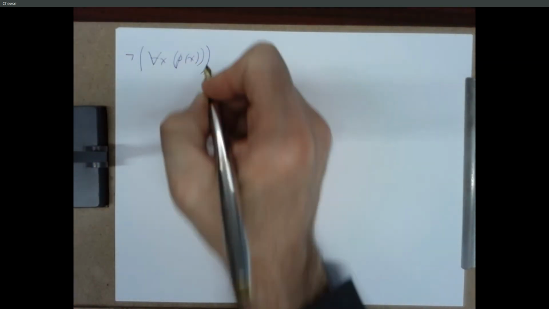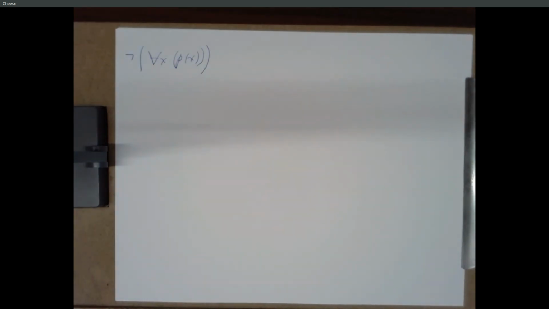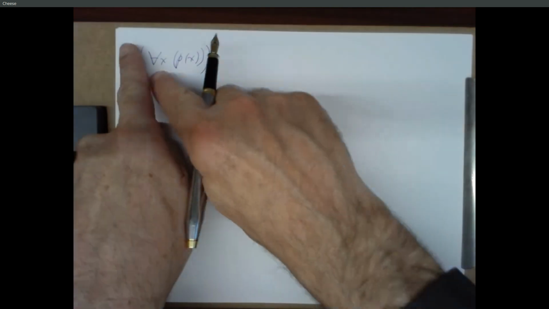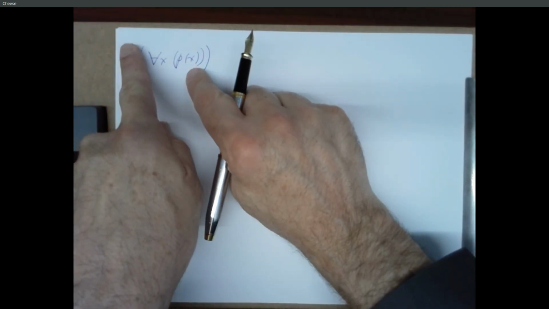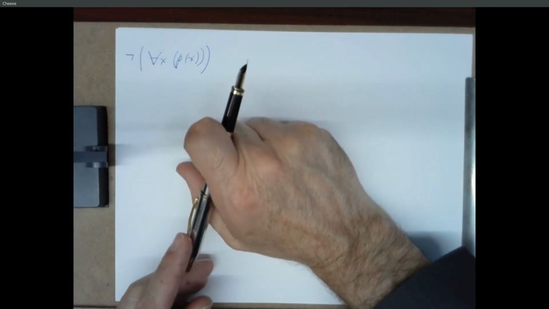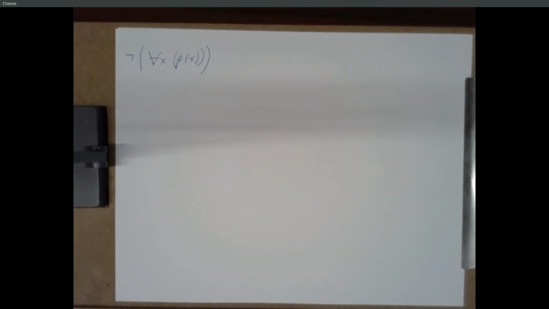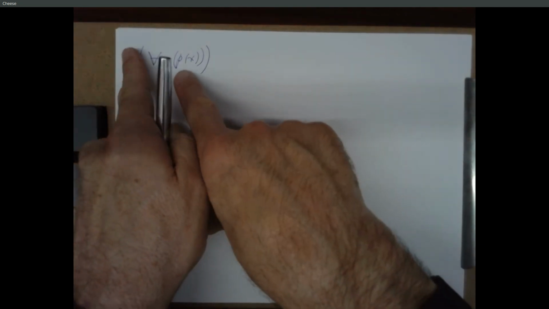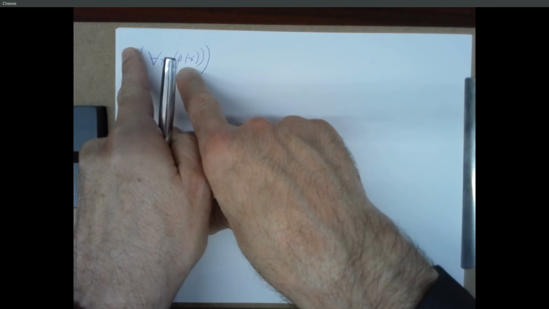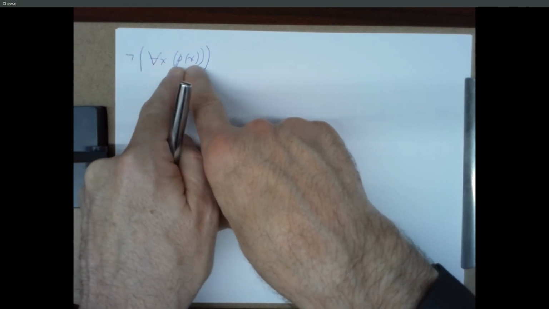Okay, so for all X, P of X. What might we get if we negate this proposition? So the proposition in parentheses says for all X, P of X is true. What's the negation of that statement? Just in plain words. Existential quantifier, right? There exists an X such that it isn't true. The opposite of saying for all X, P is true is for some X, P is false.